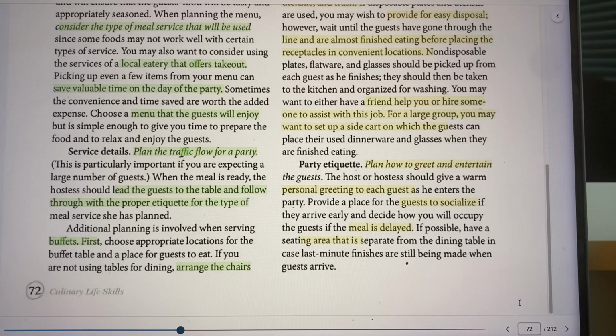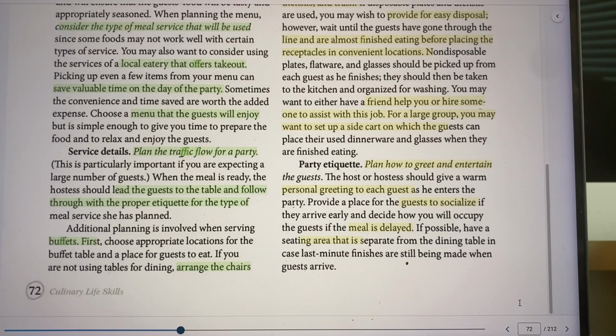Okay, going on with party etiquette. Plan how to greet and entertain the guests, right? The host or the hostess should give a warm, personal greeting to each guest as they enter the party. Have somebody greet, right? And provide a place for the guests to socialize. If they arrive early and you're not ready, they could go into the living room and they could sit and talk to each other. And decide how you will occupy the guests if the meal is delayed.